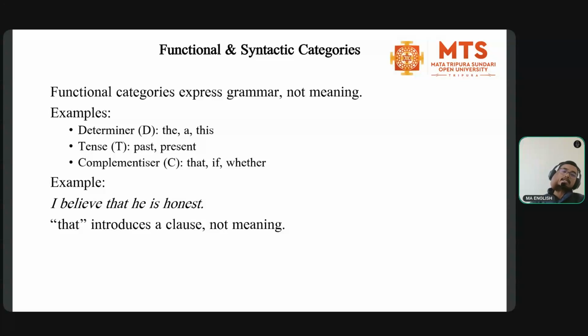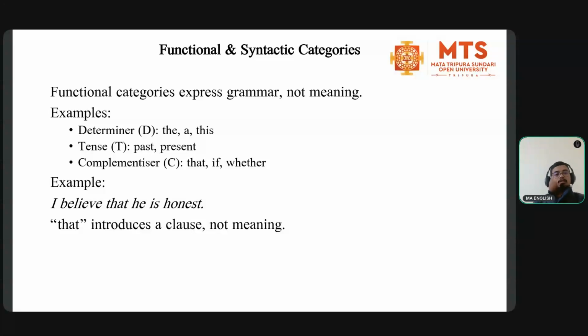Complementizers help us join clauses. They allow us to build complex sentences. For example, she said that she will come. The word that connects two clauses. She said, and she will come, right? So how are they connected? By that.